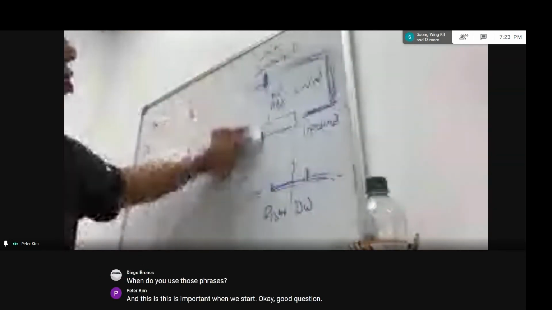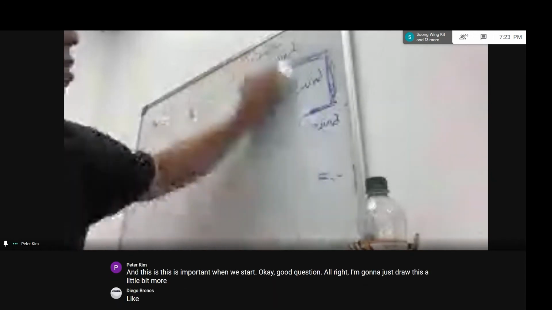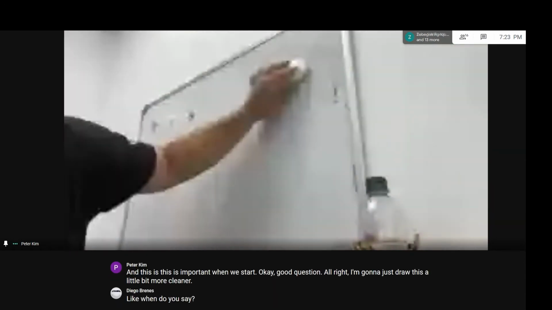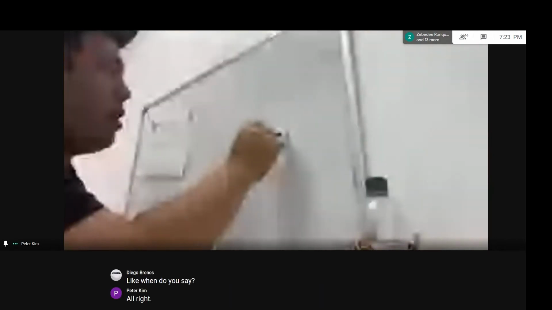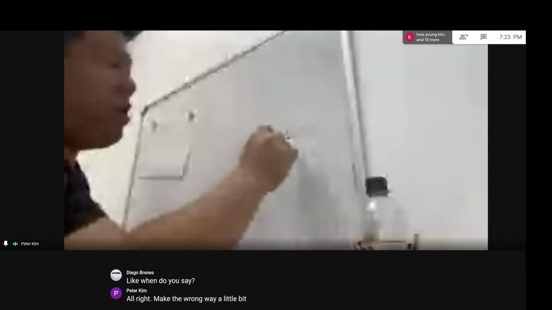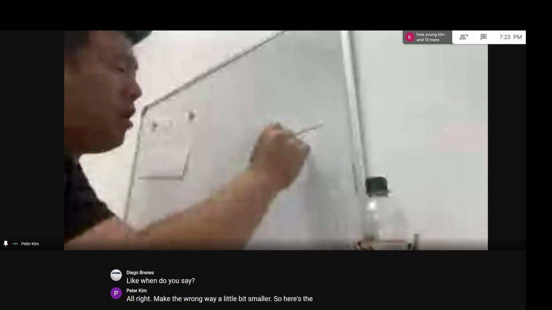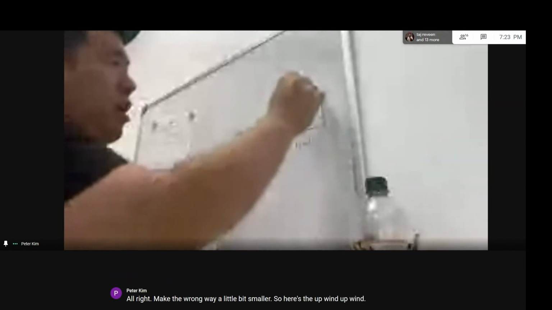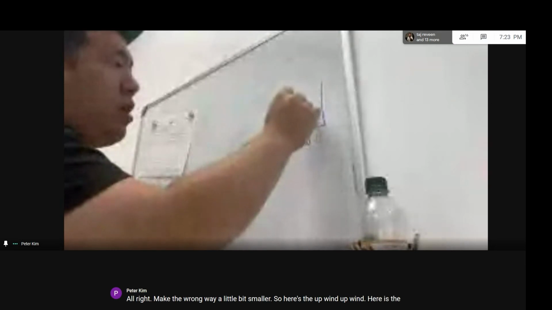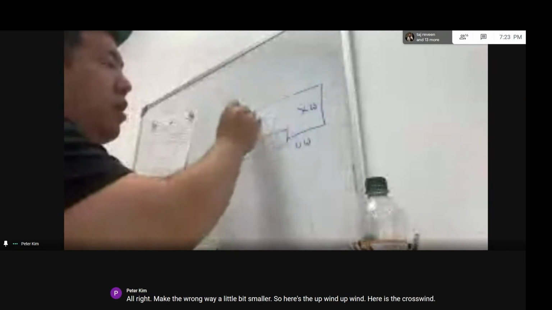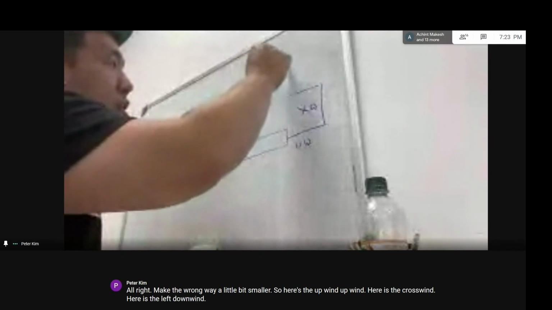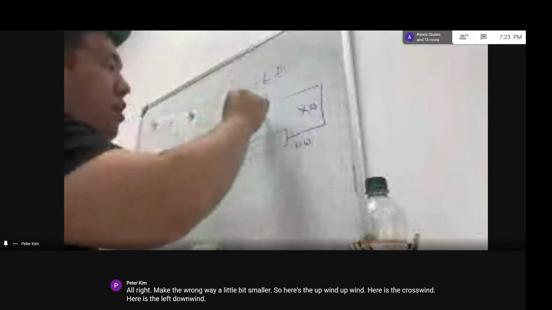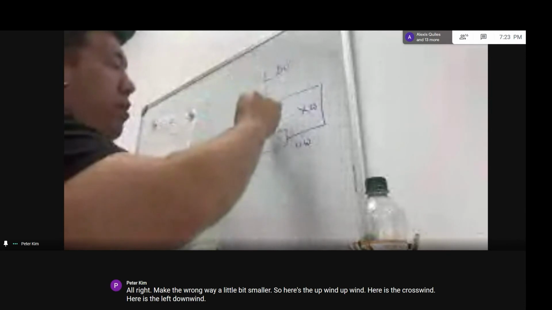All right, I'm just going to draw this a little more clearly, to make it clear. Let me make the runway a little bit smaller. So here's the upwind. Here is the crosswind. Here's the left downwind. Here's the midfield.